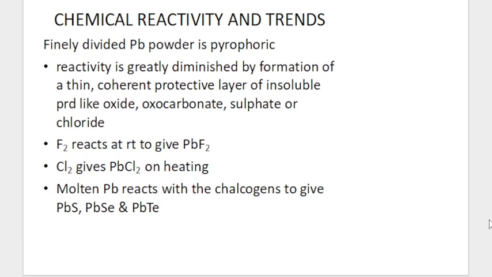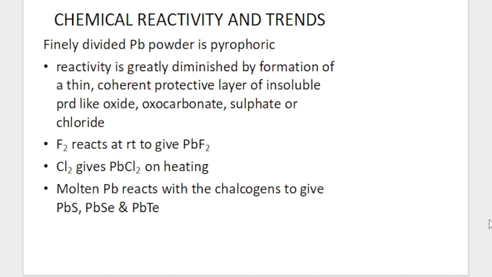Now we consider the chemical properties of lead. First, finely divided lead powder is pyrophoric, which simply means it ignites and burns in air. Reactivity is greatly diminished by formation of a thin, coherent protective layer of insoluble lead oxide or oxocarbonate, sulfate, or chloride. So lead is seen as very stable because it forms a protective thin layer over its surface, stopping further reactions.